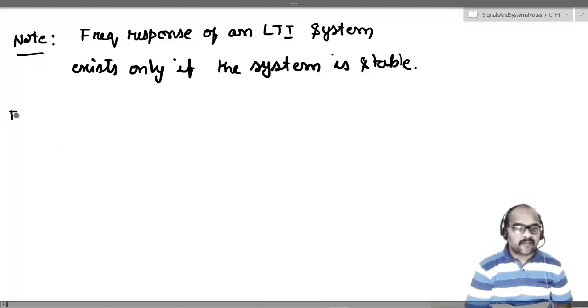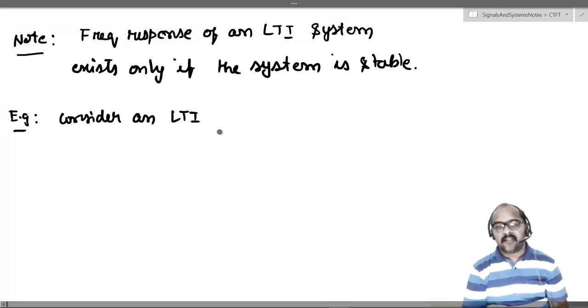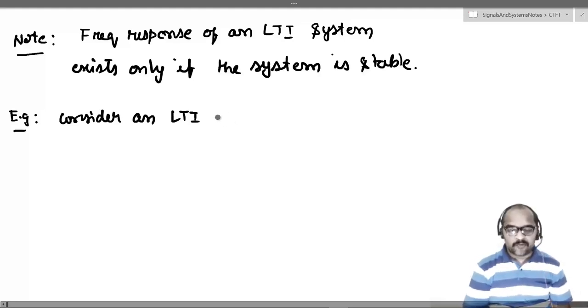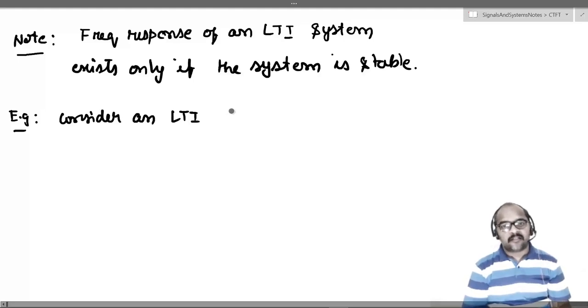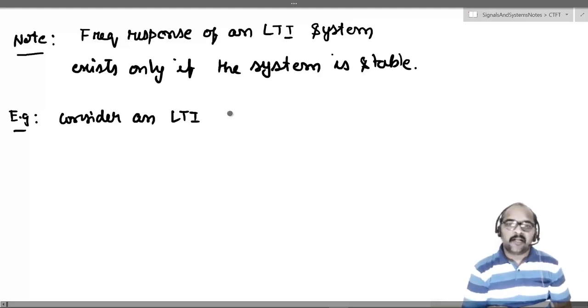So we will take a few examples. Consider an LTI system. In signals and systems, most of the time we talk about a relaxed LTI system. Relaxed LTI system means what? Initial conditions are zero. Even though I don't mention that it is relaxed or that initial conditions are zero, it is taken for granted. If initial conditions are not zero, then I will mention that explicitly.